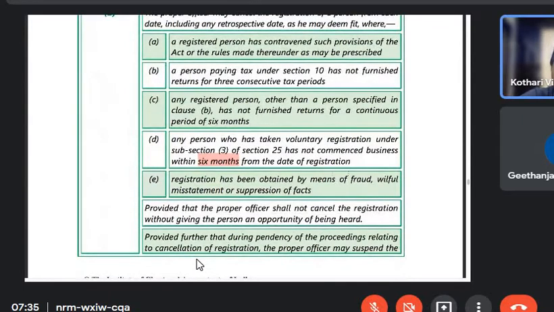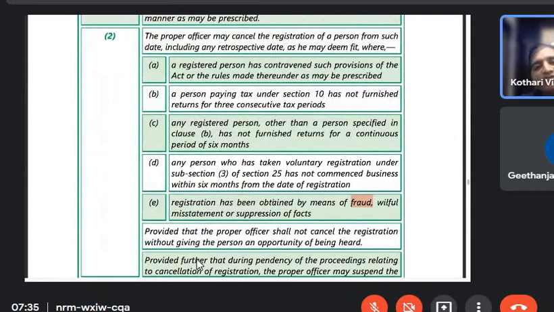If registration has been obtained by means of fraud, willful misstatement, or suppression of facts, then the proper officer can cancel. So there are 5 situations where the proper officer can cancel the GST registration, whether it is from the current date or with retrospective effect. What are the 5 situations?